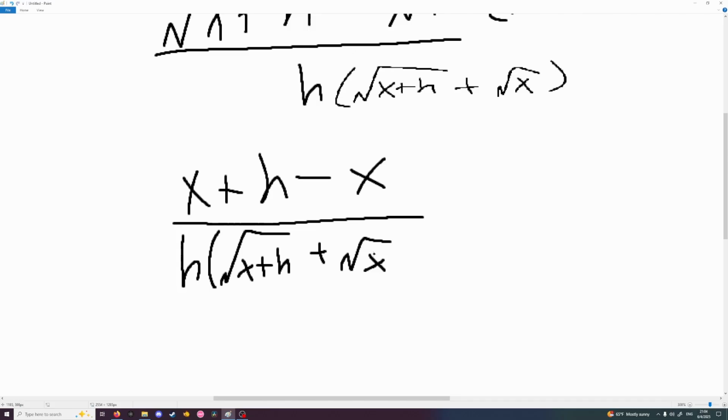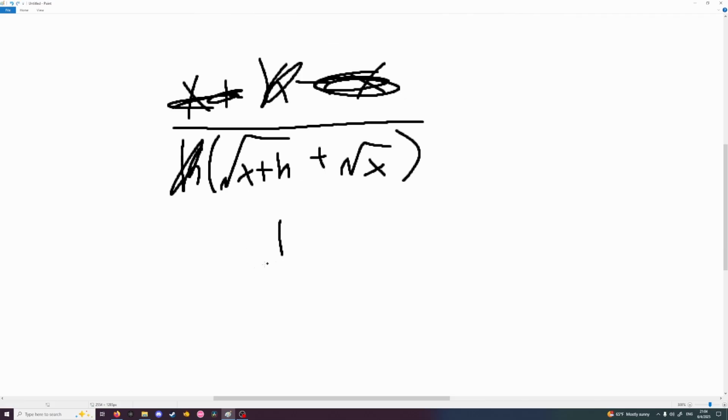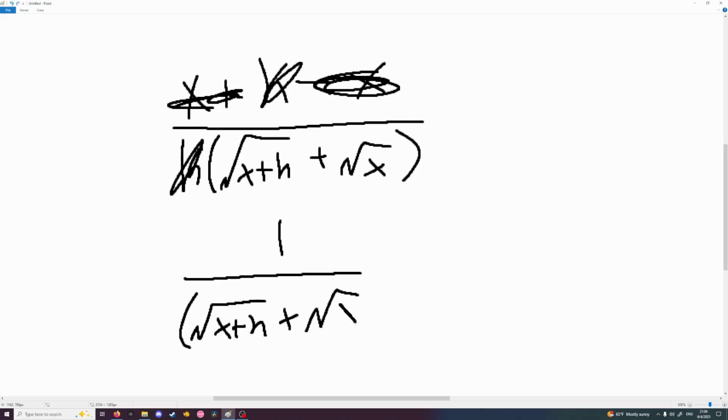Okay. So all this, right? We got these two x's, so we have that x minus that x right here. So these are just going to cancel, of course. And we are left with h at the top. So of course we can just factor out these two h's in parentheses. We can cancel these two h's, and then we're just left with 1 over square root of x plus h plus square root of x.